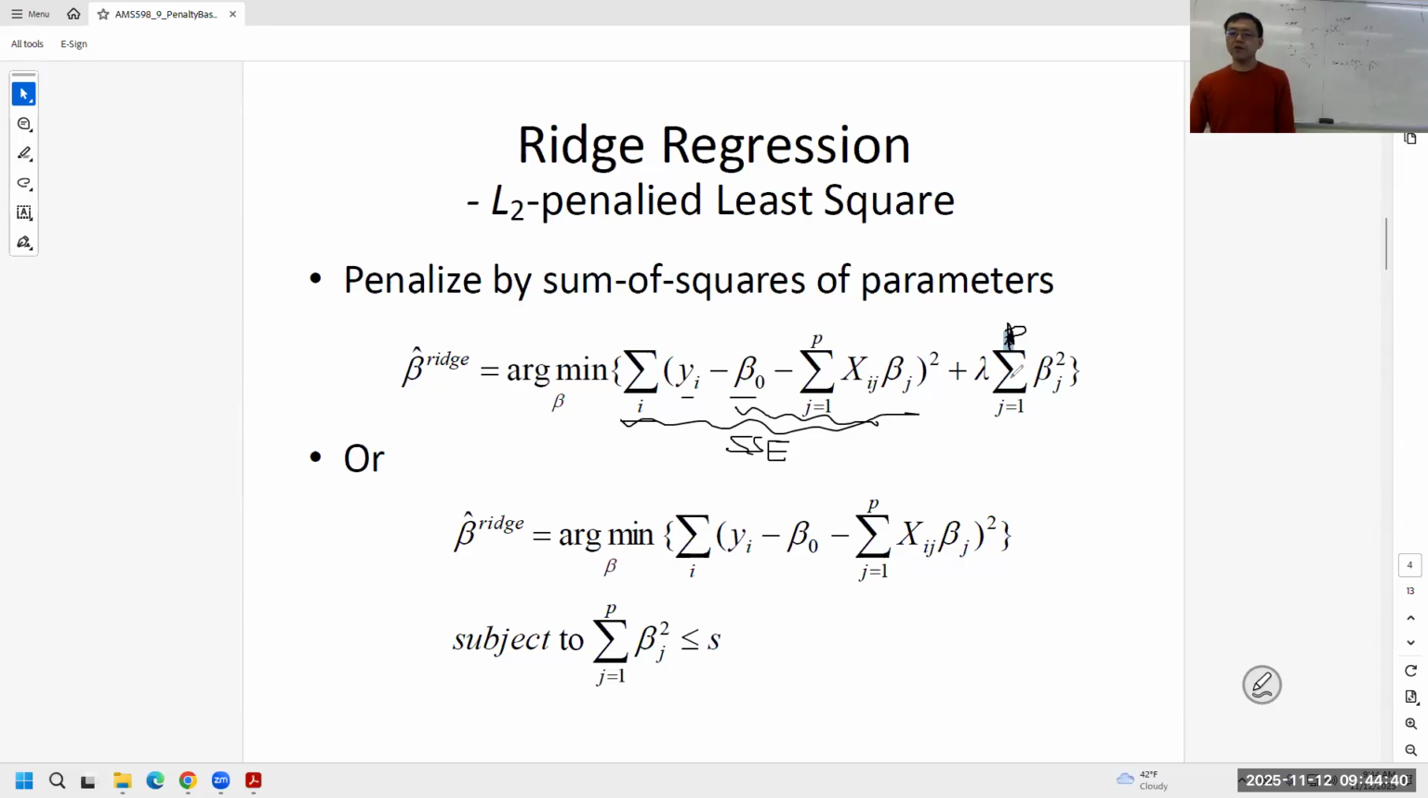Notice here that j is from 1 to p. I don't have beta 0 included there, because when you penalize, you don't penalize the intercept. You only penalize the parameter coefficients.